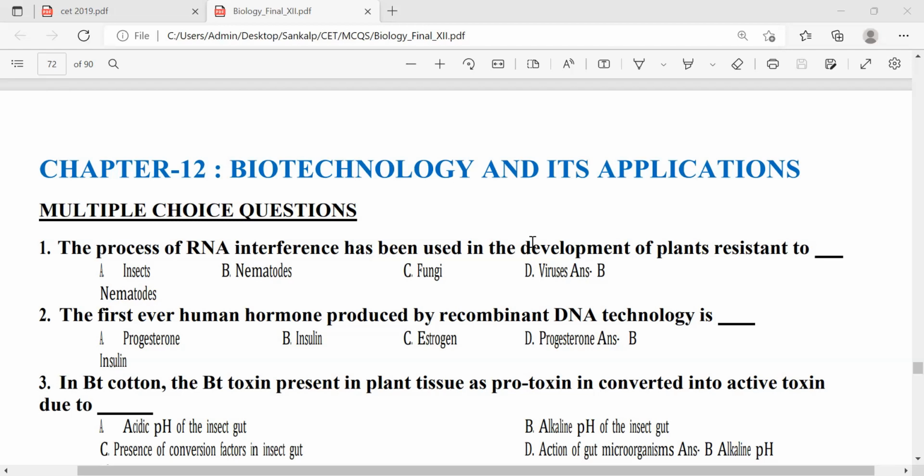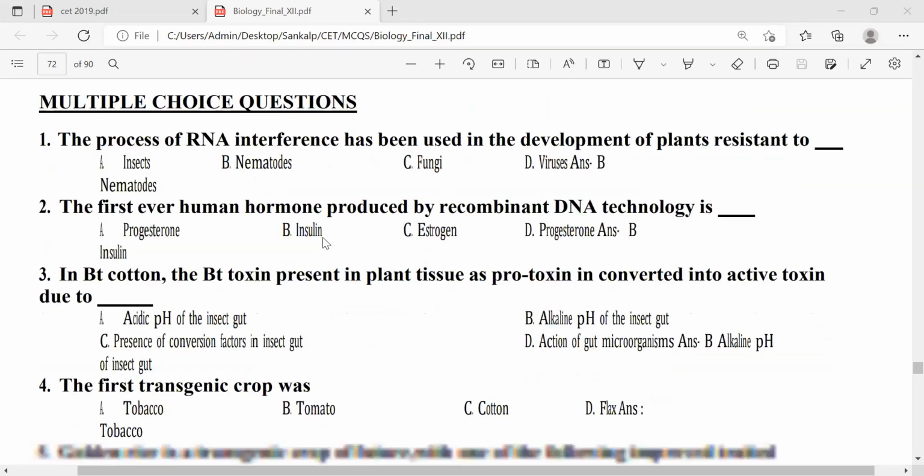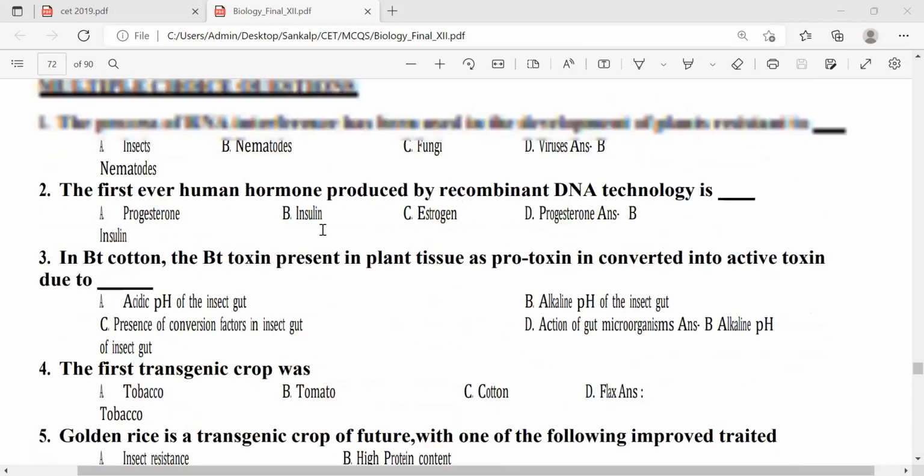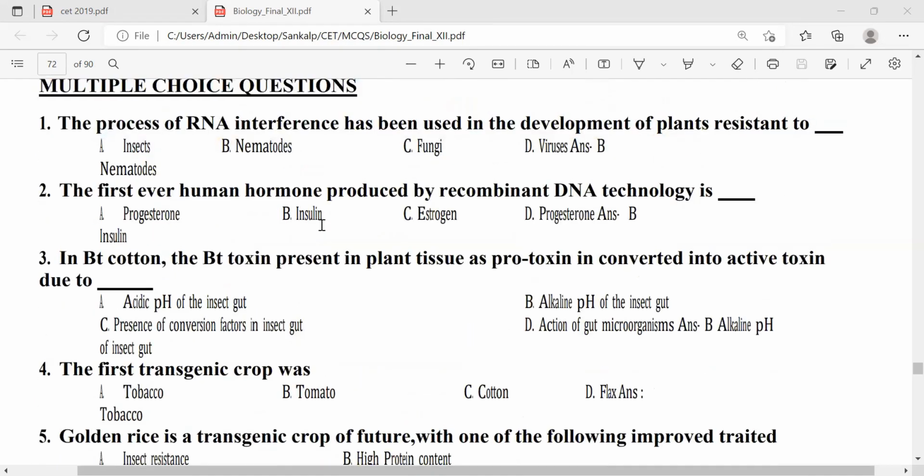Ma'am, I don't know the recombinant DNA topic. Please explain it. Recombinant DNA technology you want. Yes, ma'am. I don't know this topic. Concept you want. But you said multiple choice questions, so I opened this. Can you attend tomorrow? Then I will explain it, because I don't have that PPT in this laptop which I am using right now. Okay, ma'am.